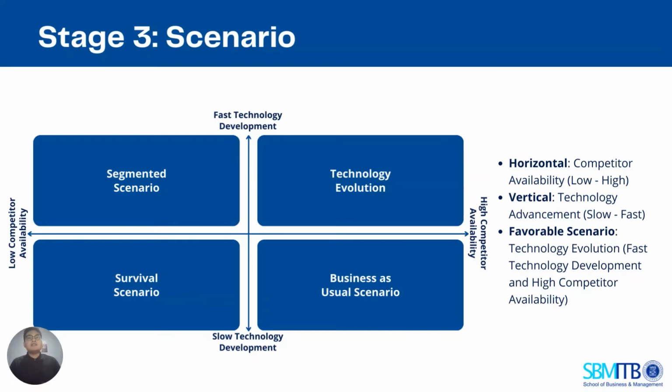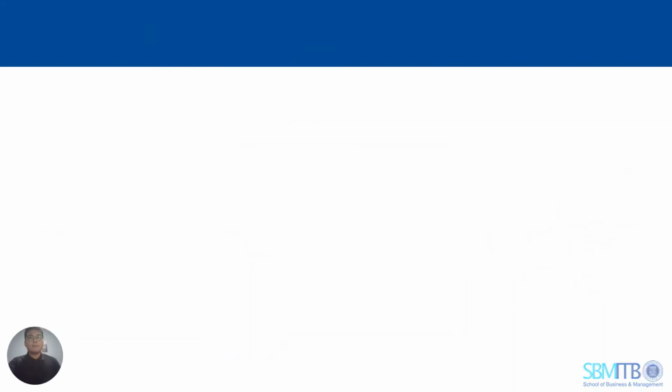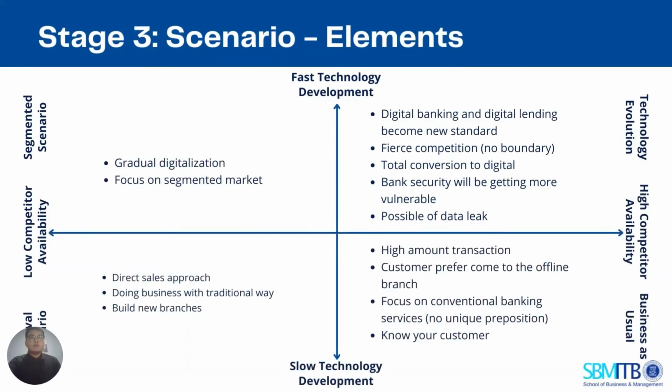From our discussion, we can conclude that the preferable scenario of Bank Mandiri is the technology evolution, which is fast technology development and high competitor availability. However, all of these scenarios could happen in the future, so we should be ready for that. So we move to the next slide. We identify the elements of each scenario.